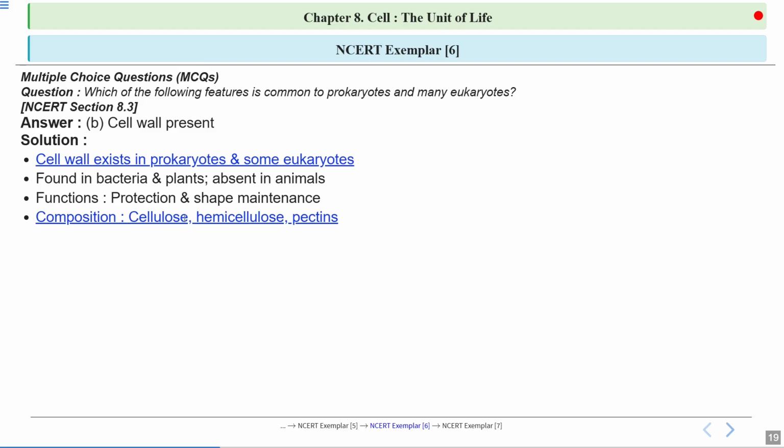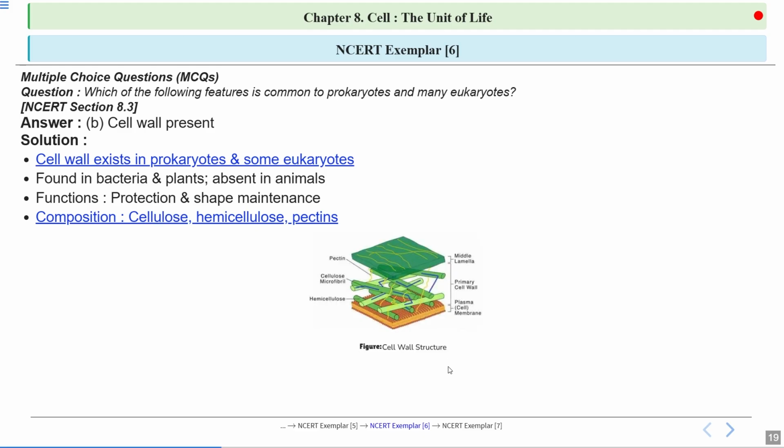Okay, in plants, the cell wall is made up of cellulose. Majorly, it is made up of cellulose, then a little bit of hemicellulose and pectins as well. Here, this is a cell wall structure. You can see this is the primary cell wall. Majorly, it is made up of cellulose, and in addition to cellulose, hemicellulose and pectin are also present.